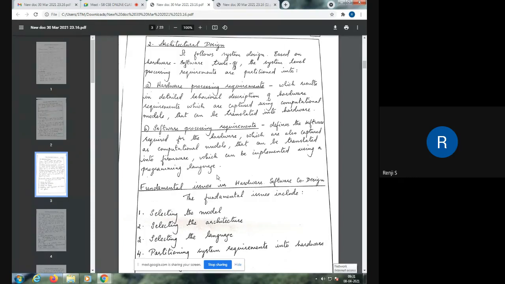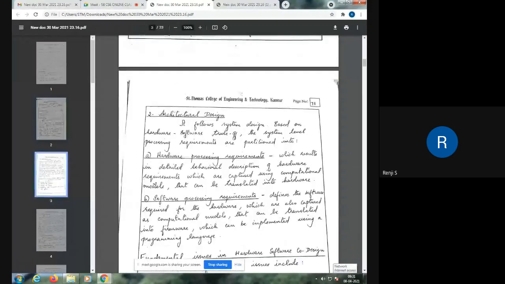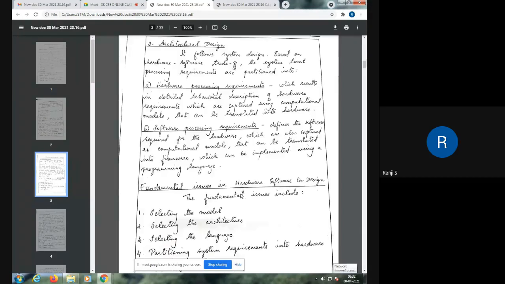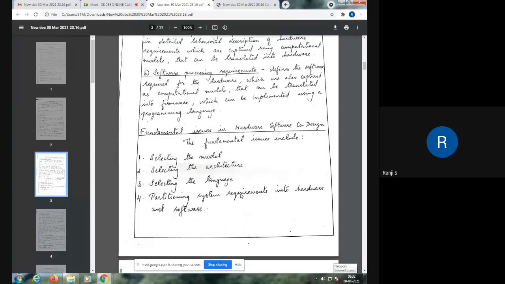So these are the two stages in the hardware software co-design process. The first is system design, the second is architectural design. System design has 4 steps, and architectural design has 2 tasks: capturing hardware processing requirements and capturing software processing requirements. Both are captured in computational models, or design diagrams. Finally, from these design diagrams, the implementers develop the hardware or firmware required for the system. So these are the two stages in the hardware software co-design process.